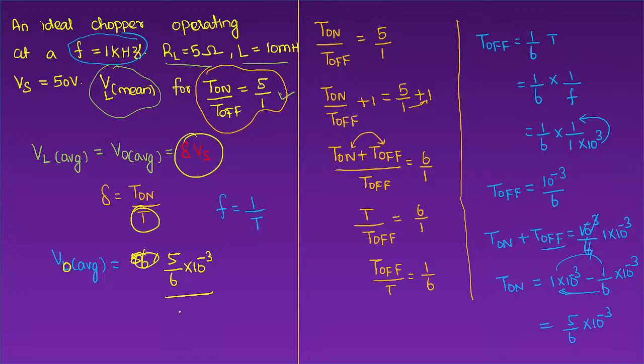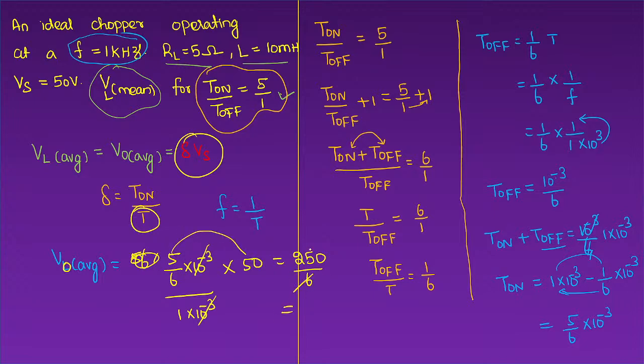Total time period is what? Total time period is simply 1 into 10 power minus 3 only. So 10 power minus 3 will be cancelled out, and the input voltage was given as 50. I can say this will be equal to 250 voltage. 5 times 5 will be 25.